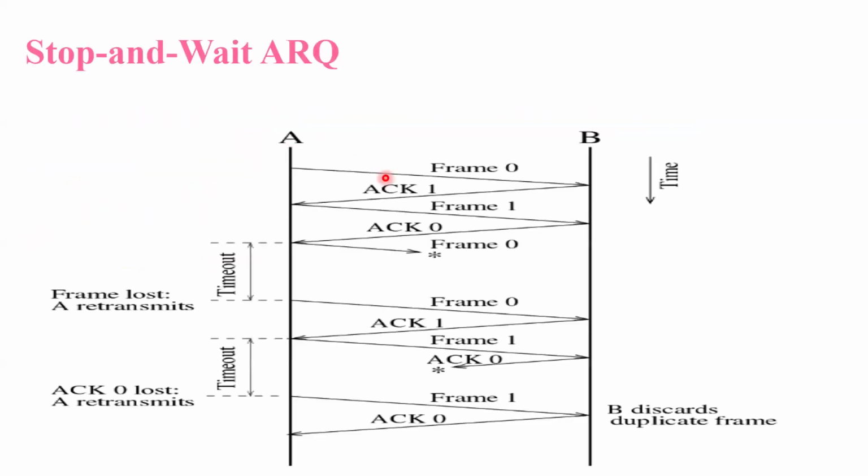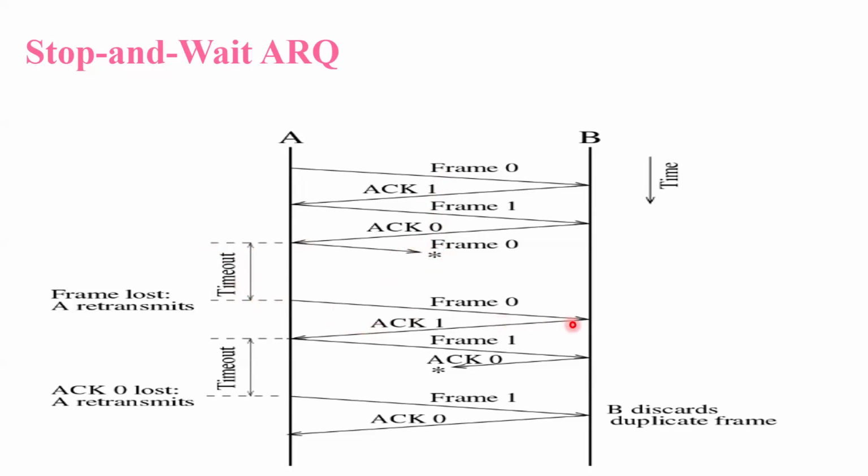Stop and wait ARQ is nothing but first we need to send frame 0 and wait for its acknowledgement. After that we send frame 1 and then wait for its acknowledgement. Unless, when you are sending a frame, it may be lost and A is going to retransmit it. It means frame 0 is lost, and it is going to be retransmitted again. Here a timeout is mentioned.